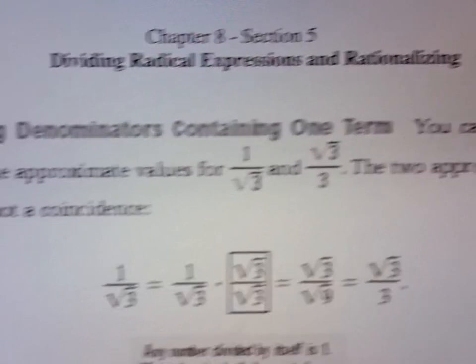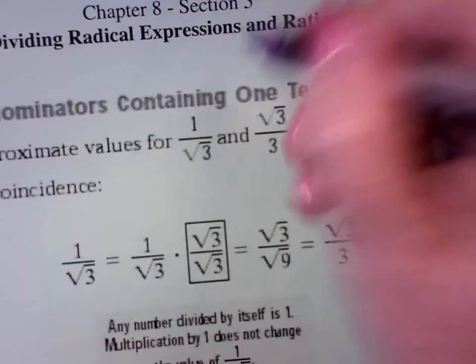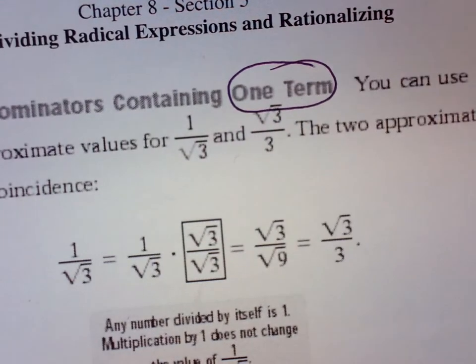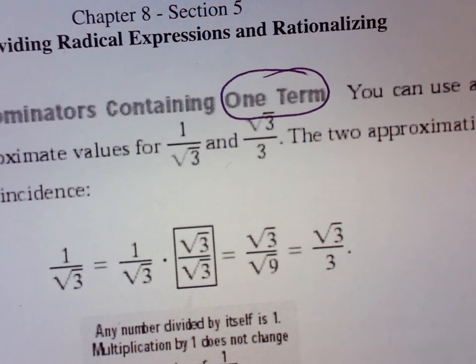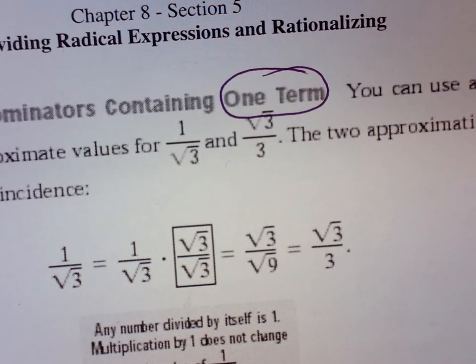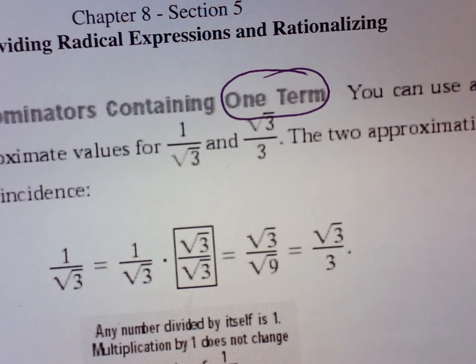Rationalizing the denominator when you have one term. A monomial, or one term, will take care of one term. If you have one term, you're going to use one term to get rid of it. It's one on one. One kills one.